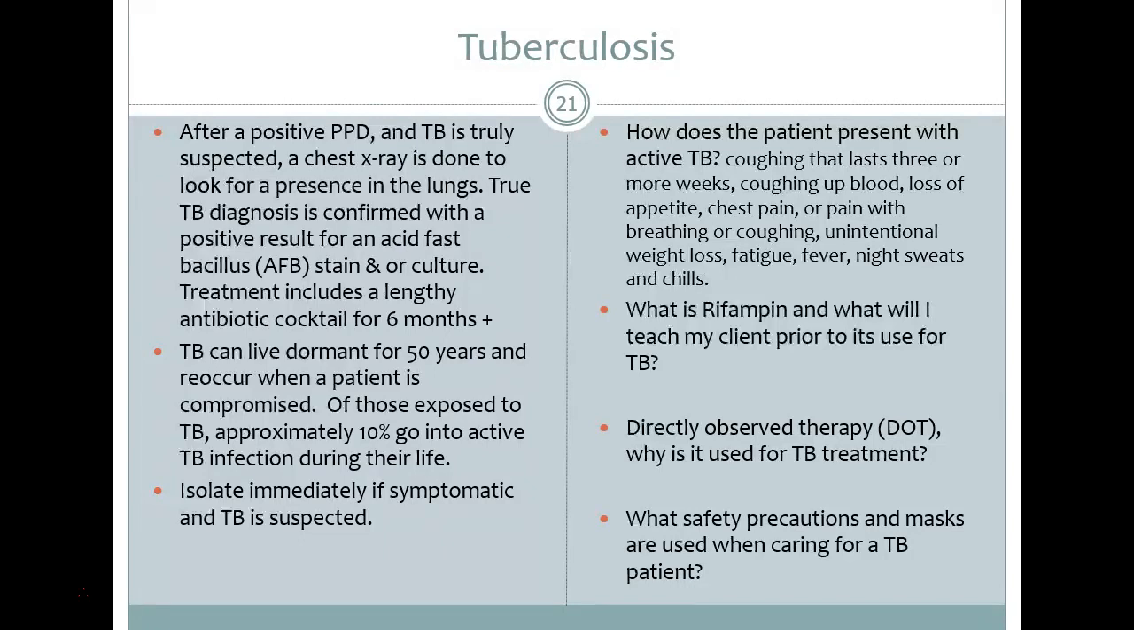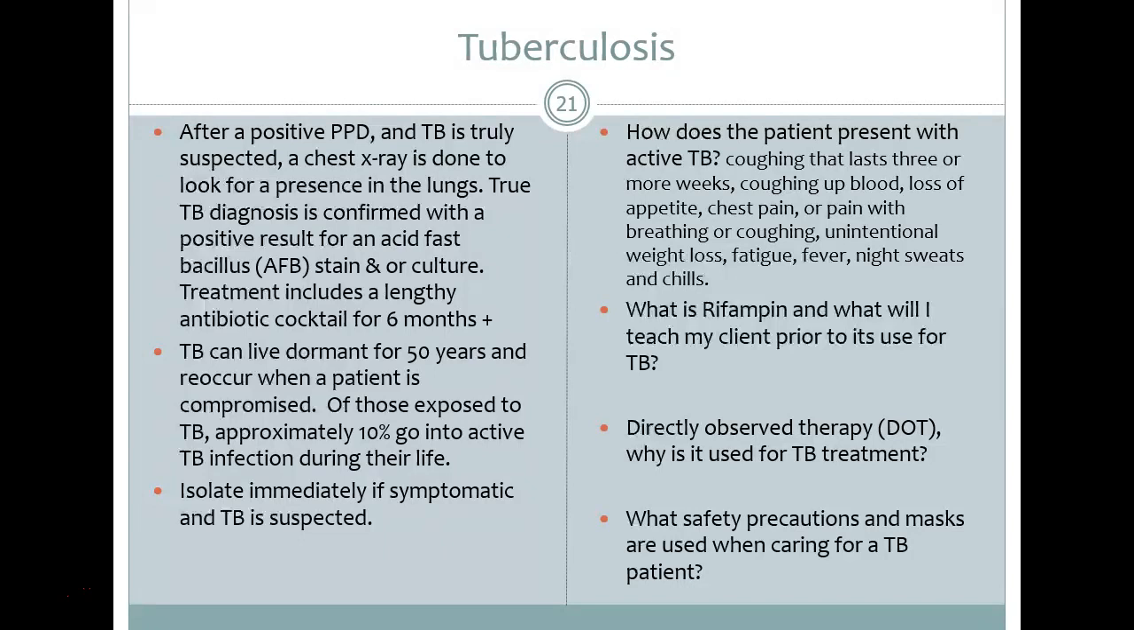If they have these signs and symptoms and they have a positive PPD test, then what the physician will do is order a chest x-ray. If the chest x-ray looks suspicious, then the physician will order the confirmative test, which is the acid-fast bacillus stain. That is the test that will determine whether or not a patient truly has TB.